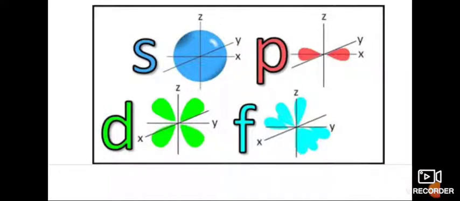S contains 1 orbital. P contains 3 orbitals. In the 3 orbitals, 6 electrons are there. Correct? So, how many orbitals are there in the D subshell? 10 electrons. How many orbitals are there in F? 7. So, how many electrons? 14 electrons. The total number of orbitals in a shell is n square. So the maximum number of electrons that can be accommodated in a shell is 2n square.